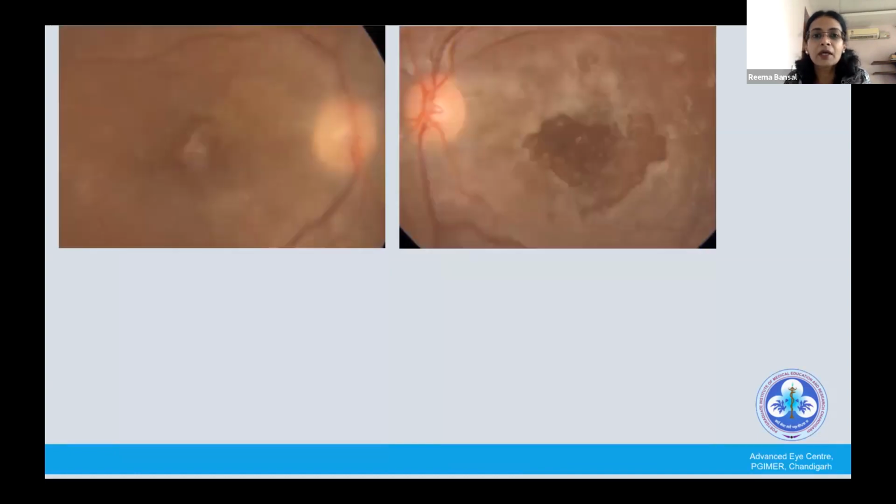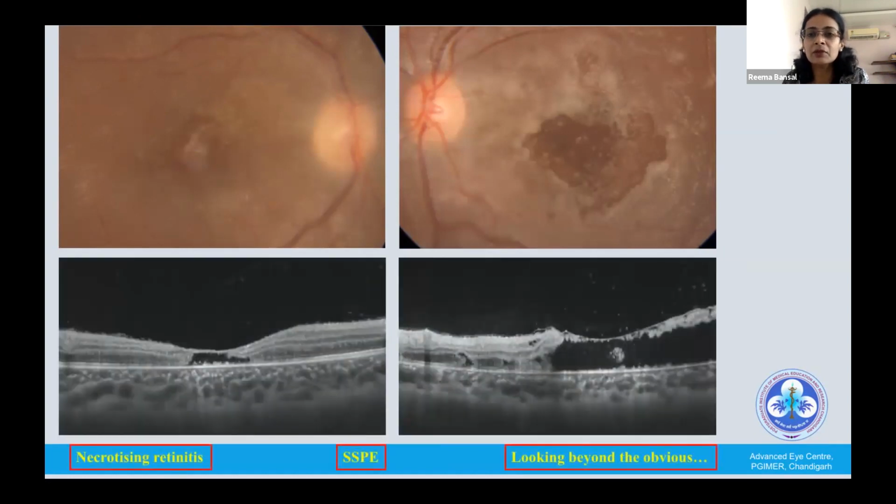A young boy presenting, this was just a 5-year-old boy, I remember, who presented to us with bilateral loss of vision. Now we know that the macula is knocked out. There's some kind of necrotizing retinitis going on, but what is it? So we just do a simple OCT and we find a complete loss of retinal layers except the internal limiting membrane. And we know that probably we are dealing with SSPE, and we investigate the patient and we find that this was a case of subacute sclerosing panencephalitis. So here, just the OCT is good enough to give you the diagnosis of what you're dealing with.